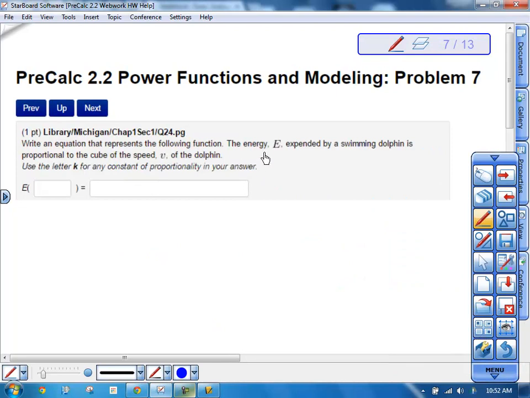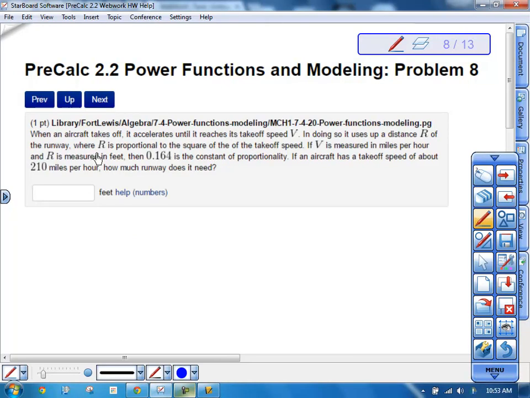All right, the next problem says the energy expended by a dolphin is proportional to the cube of the speed. So that'd be the equation. So this is like E of V, because this is our function notation where our function independent variable is V and our dependent variable is E. So E varies as V. So we'd say E of V equals K V cubed.